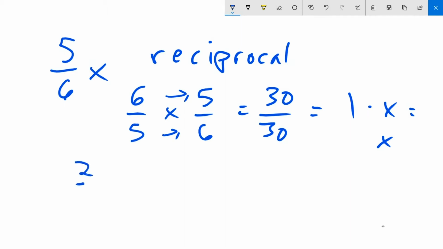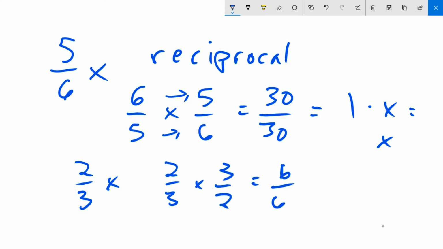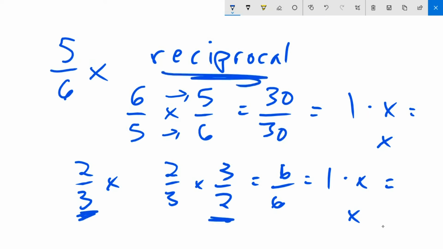Check this out. Watch. 2/3x. I'm going to multiply 2/3 by the reciprocal. 2/3 times 3/2 equals 6/6, which is, what's 6/6? Boys and girls, if you said 1, you know what time. High five, let's go. 6/6 equals 1. So now we have 1 times x equals x. So look at this. If you just multiply whatever's next to the x by the reciprocal, which means flip it.